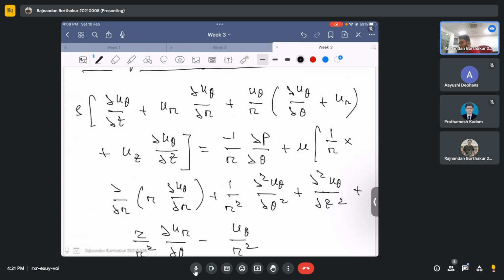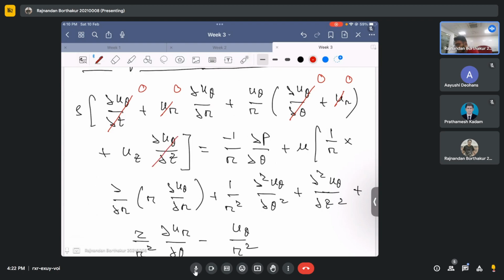But now let's use the simplifications. So this term again would be 0 because of the fact that the flow is steady. This term is 0 because of the no penetration boundary condition. This term is 0 again because of the axisymmetric condition. This is again 0. Okay. And in the theta direction, there is no pressure gradient, which means this term is also 0.